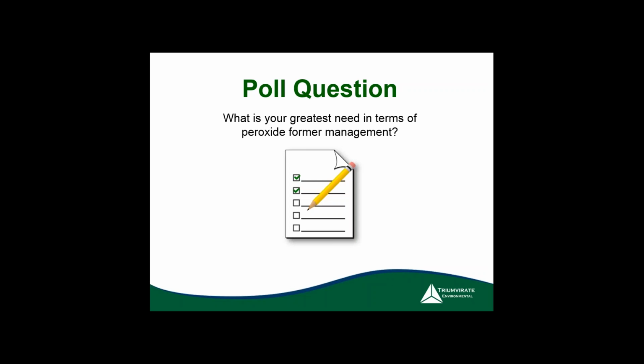Okay, so it looks like number one, 38% chose training and identifying peroxide formers. Number two was tracking and labeling at 26%, and number three was material removal and disposal at 21%. And then 16% was developing an SOP, Ted. Okay, excellent. Thank you, everyone. We'll try and touch on all of those throughout the rest of the presentation.